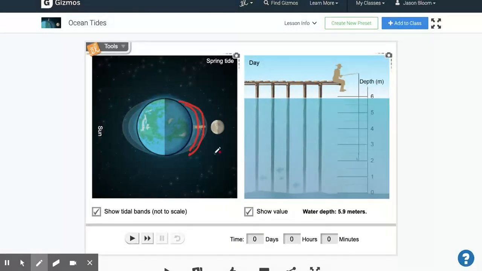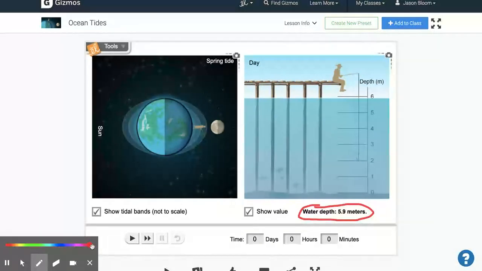Let's keep in mind that the oceans aren't really rising off of the Earth. That's just showing you that the water level is bulging in that area. So this side of the Earth would have a high tide. If we look, since it has a high tide, the guy is on this side closest to the moon. If we look at the water level, it's currently 5.9 meters for a high tide. So the water level is rising here because the moon is closest to that side of the Earth.